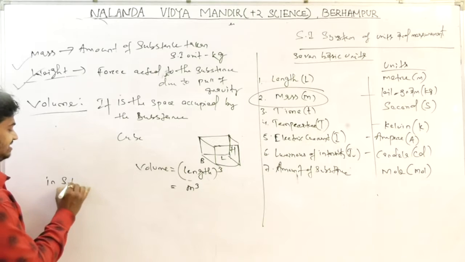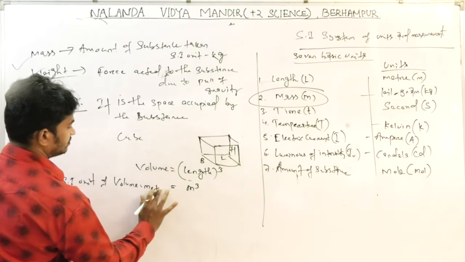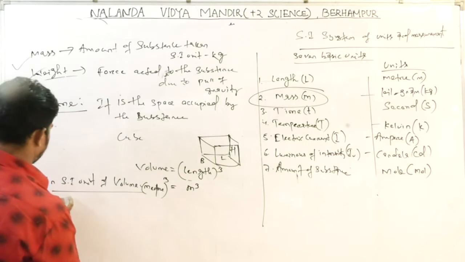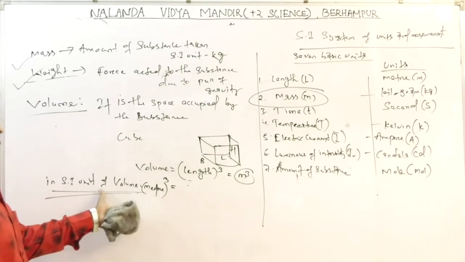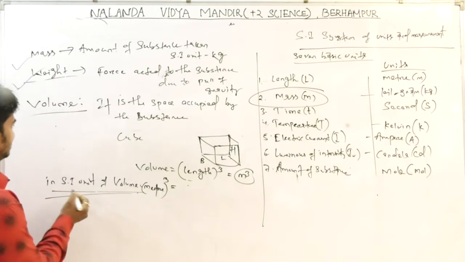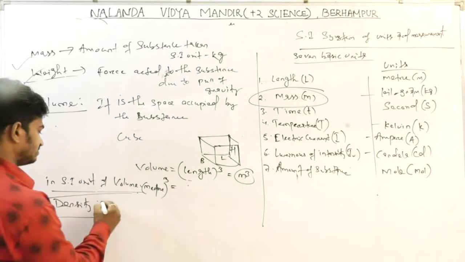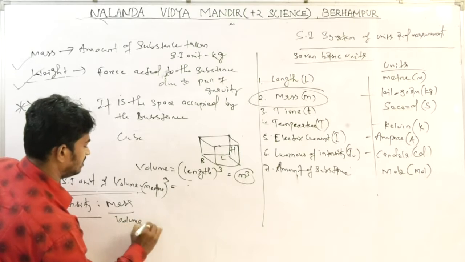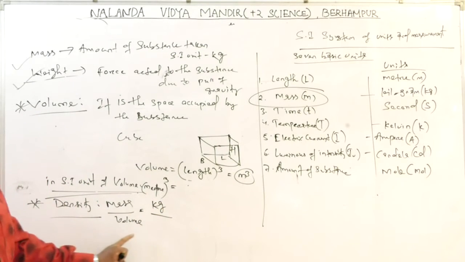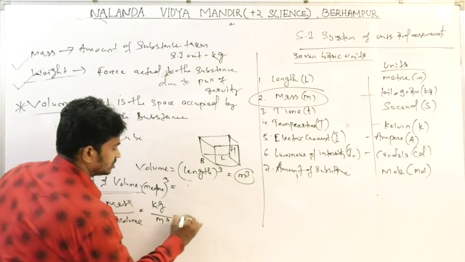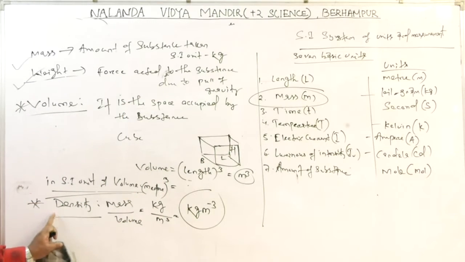So the SI unit of volume is meter cube. Okay, this is the SI unit of volume. Similarly, if we talk about density, density means mass by volume of any substance, of any matter. So what is the SI unit of mass? That is kg. And the SI unit of volume is meter cube. So it will be kg per meter cube. Kg per meter cube is the unit of density.